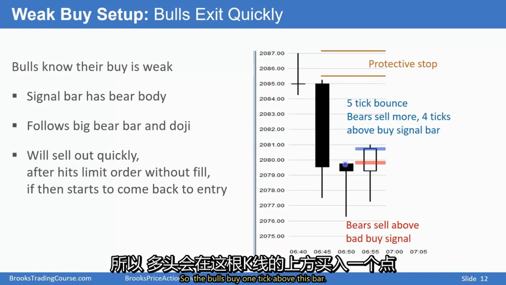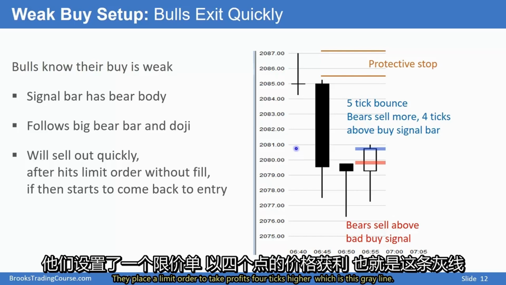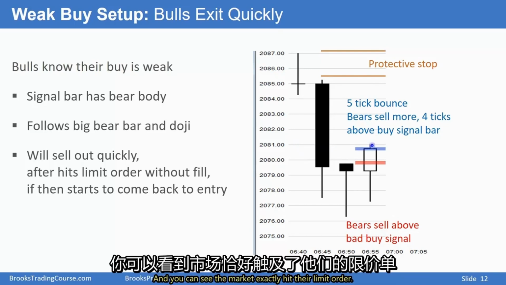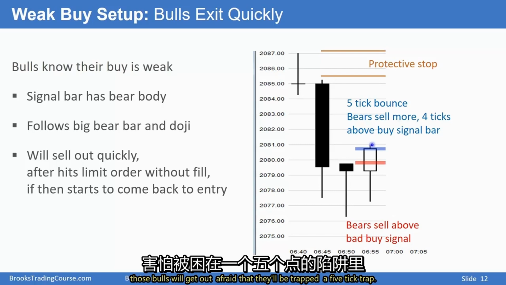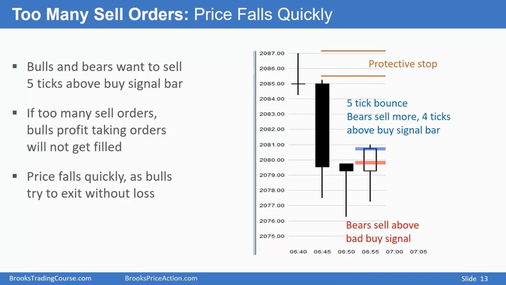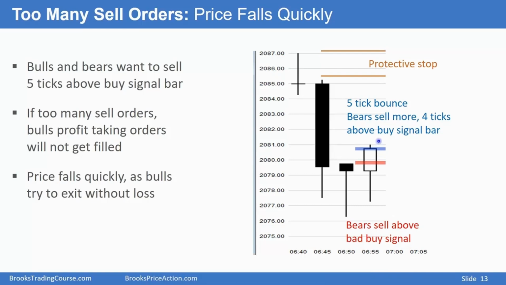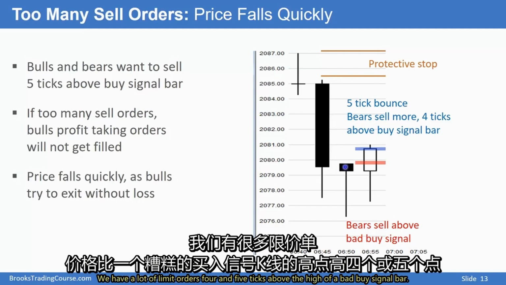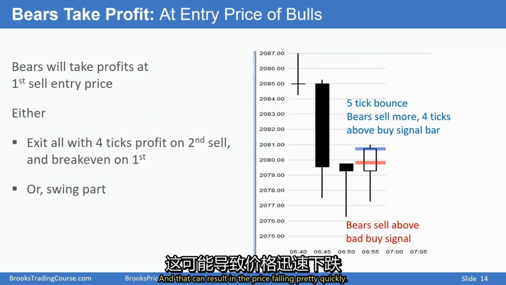So the bulls buy 1 tick above this bar. They get filled on that gray line right there. They place a limit order to take profits 4 ticks higher, which is this gray line. And you can see the market exactly hit their limit order. If it does not get filled pretty quickly, those bulls will get out, afraid that they'll be trapped, a 5-tick trap. So bulls and bears are both selling there. The bears are selling, betting that it's a weak buy signal, and the bulls are selling there as well. We have a lot of limit orders, 4 and 5 ticks above the high of a bad buy signal bar. And that can result in the price falling pretty quickly.